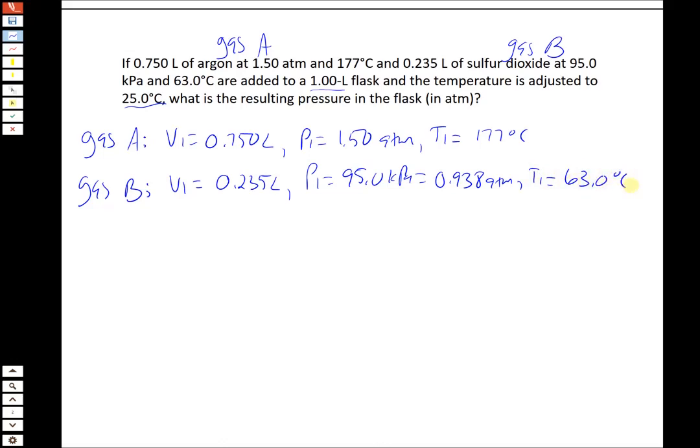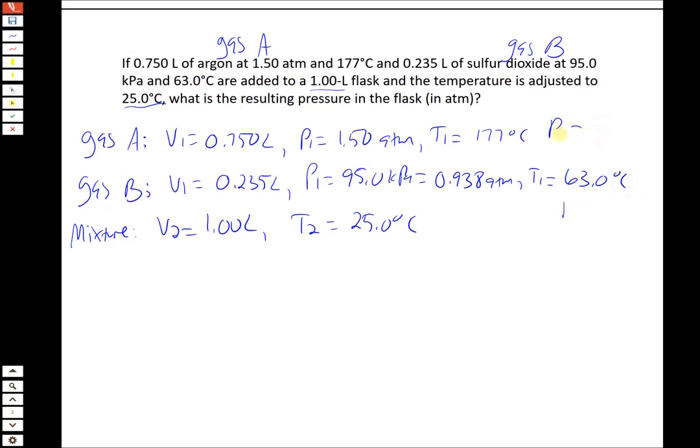So that's the initial volume, pressure, and temperature for each gas. And then for the mixture, once you mix them together, they're all going to be at the same volume, 1 liter. And they're both going to be at the same final temperature, which is 25 degrees Celsius. And so what we need to figure out is, for each gas, what's the final pressure P2?